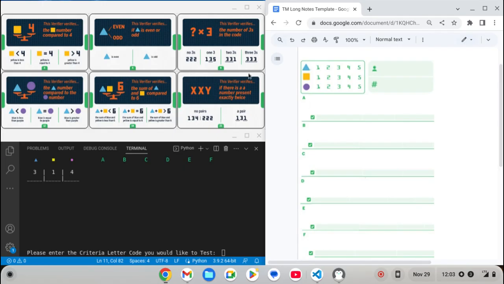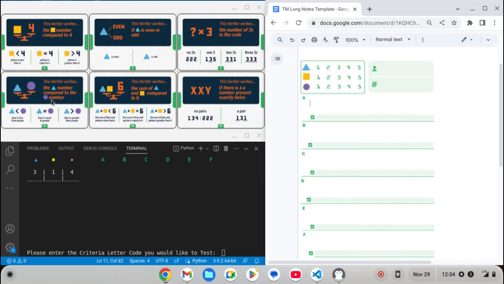Criteria card B takes a look at our first digit, the triangle digit, and the Turing machine will let us know whether it's an even digit or an odd digit. Criteria card C will take a look at our 3-digit solution, and the Turing machine will let us know how many of those digits are 3. Are there no 3s? Is there a single 3? Perhaps 2, maybe even all 3 are 3.